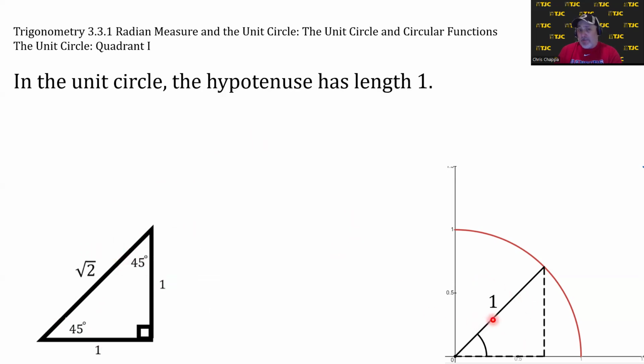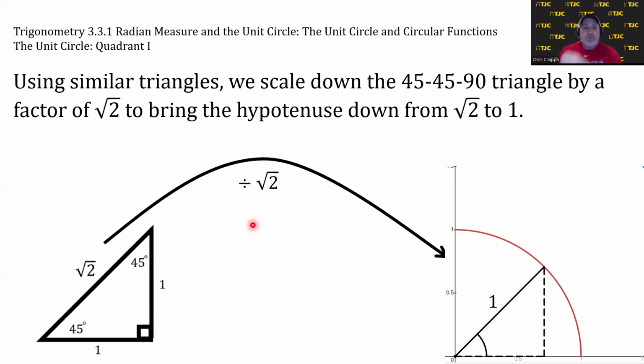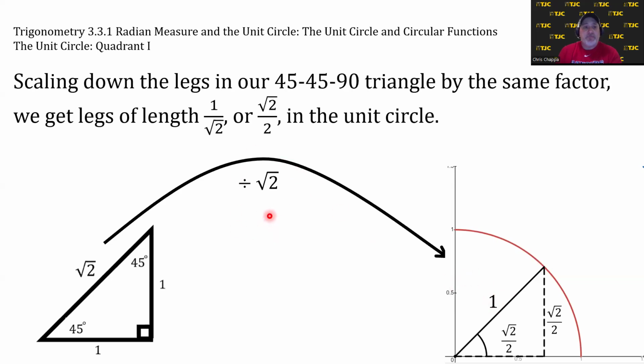In the unit circle, however, the hypotenuse has length 1 because it's a radius of that circle. But using similar triangles, we can scale down the 45-45-90 triangle by a factor of the square root of 2 to bring the hypotenuse down from the square root of 2 to 1. So in other words, we're going to divide everything by the square root of 2. Now, if we scale down the legs by the same factor, we get legs of length 1 divided by the square root of 2, or if you rationalize the denominator, square root of 2 over 2. So here's a 45-45-90 triangle that resides inside of our unit circle.